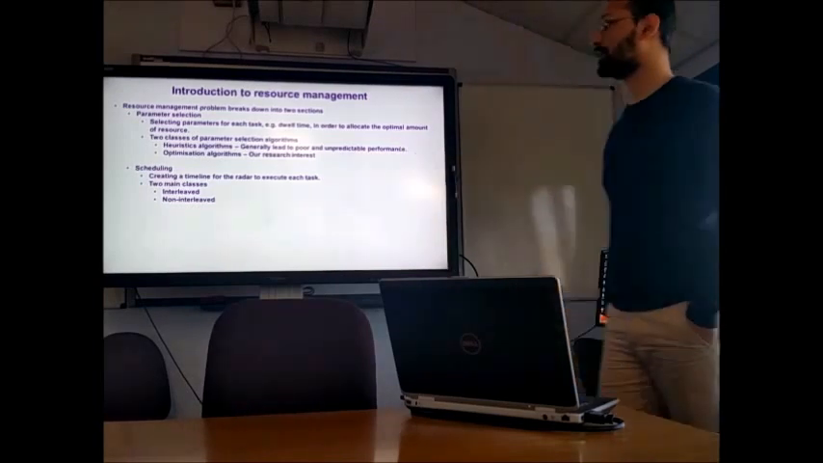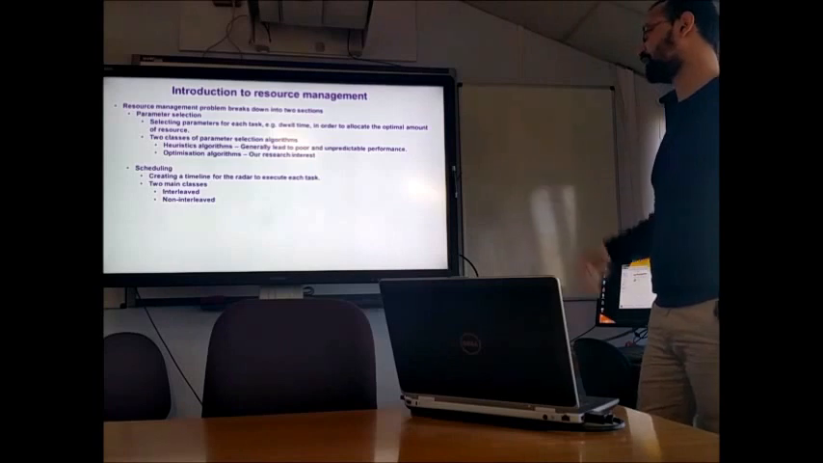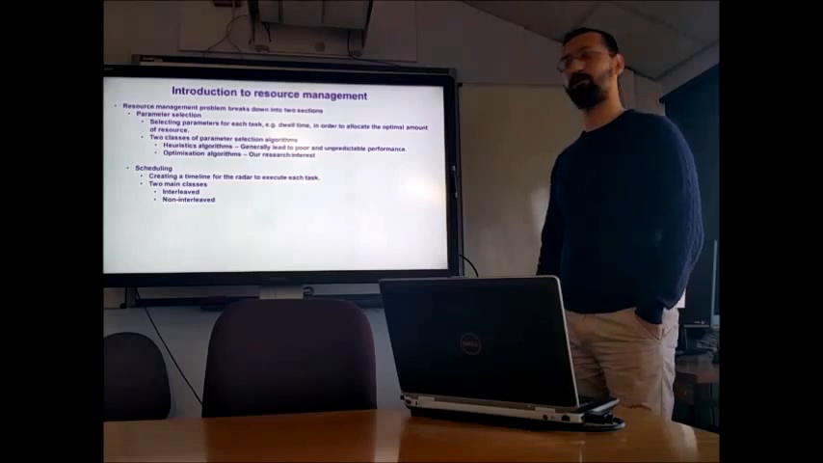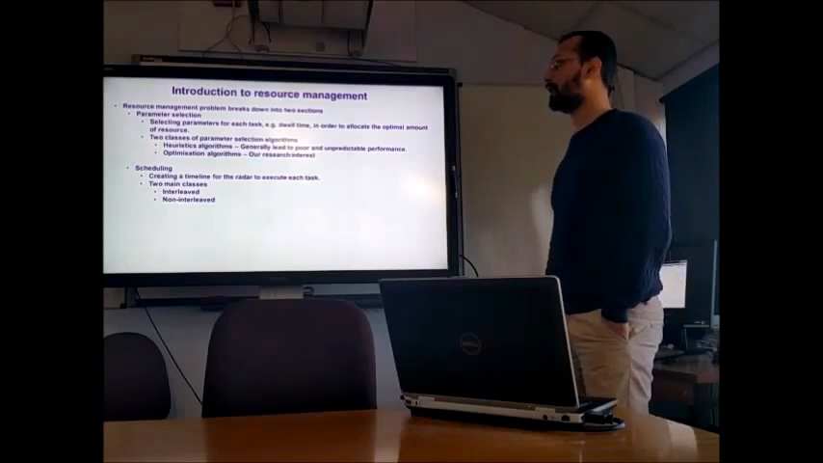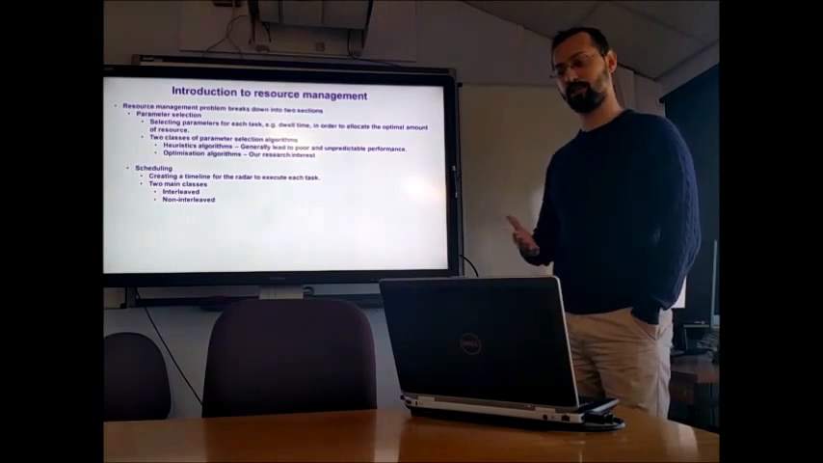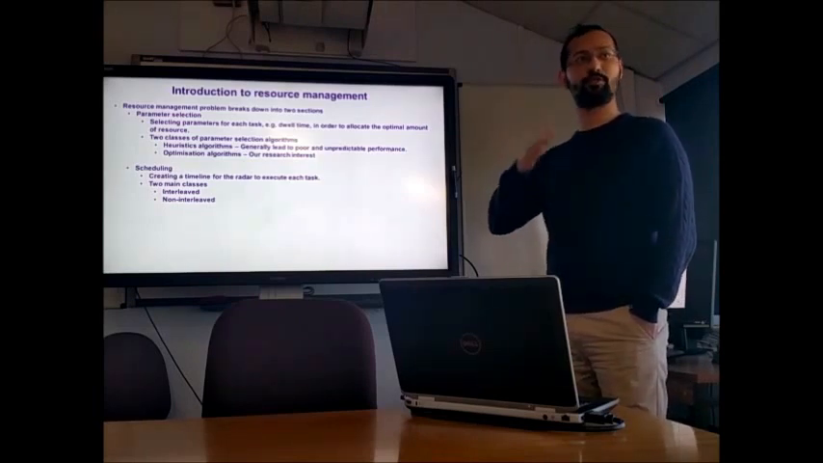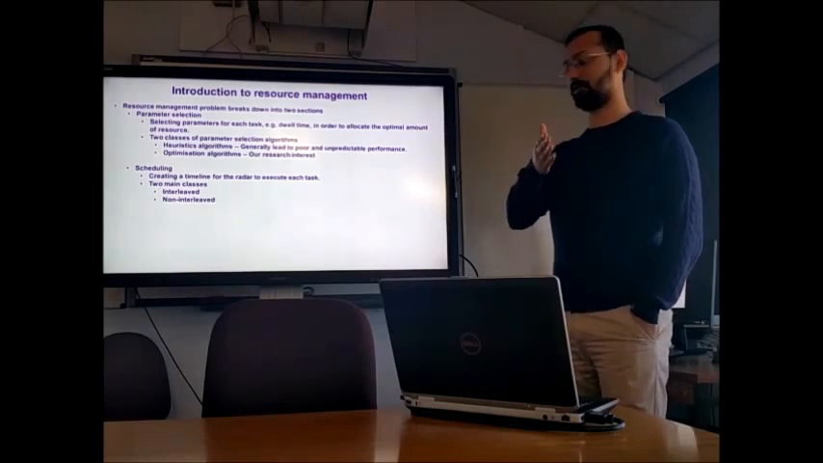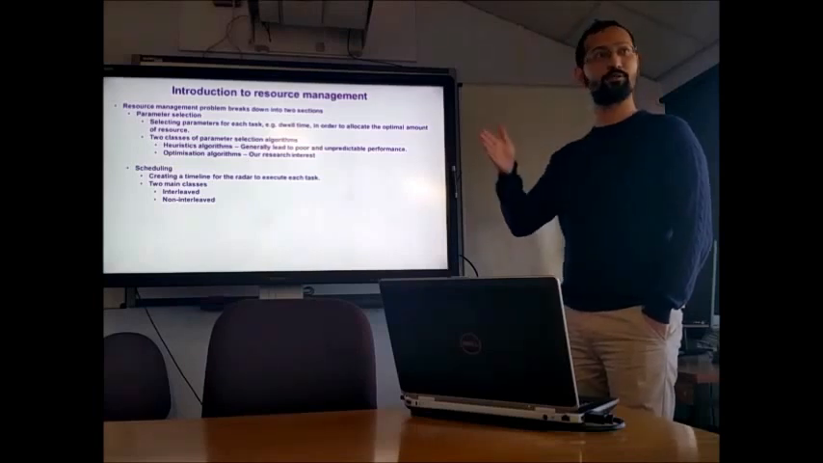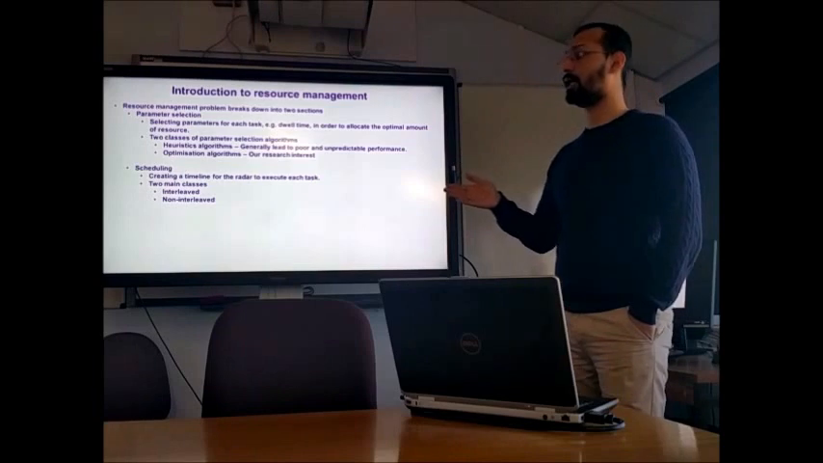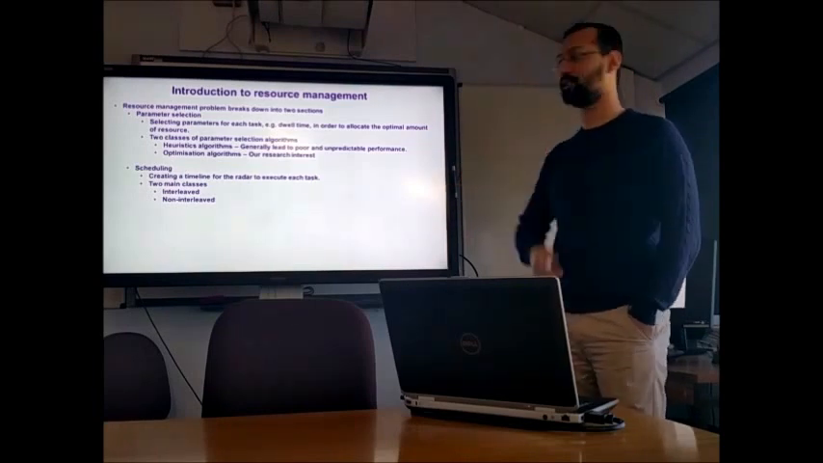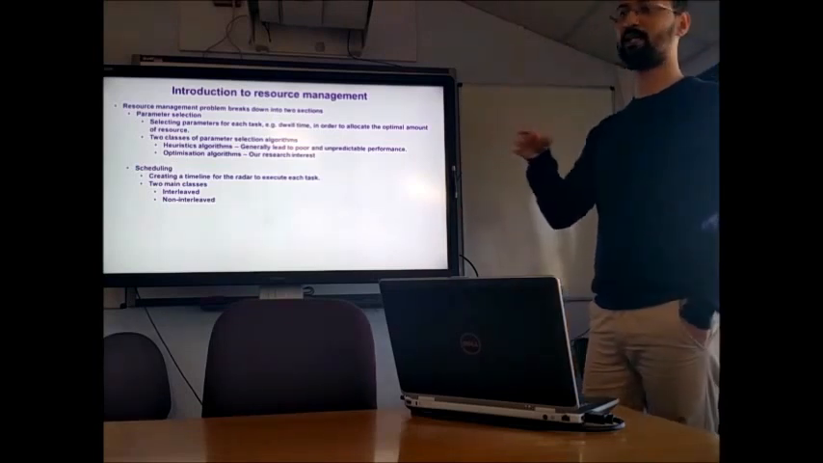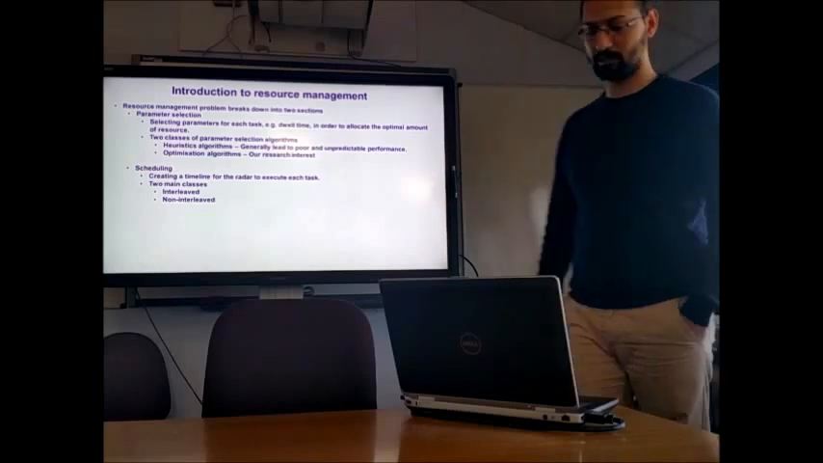The second part, as I mentioned, is scheduling. Scheduling is basically trying to create a timeline for the radar to execute each task. There are two main types of schedulers, interleaved and non-interleaved. An interleaved scheduler is able to exploit the two-way time delay between transmitting a signal and receiving the echo. It illuminates a target for one pulse, and then it moves on and carries on executing other tasks until the first echo from the target comes back, and then it can illuminate again. A non-interleaved scheduler does not have that capability, so it stays at one target or a surveillance patch and finishes the dwell off before it moves on to the second task.